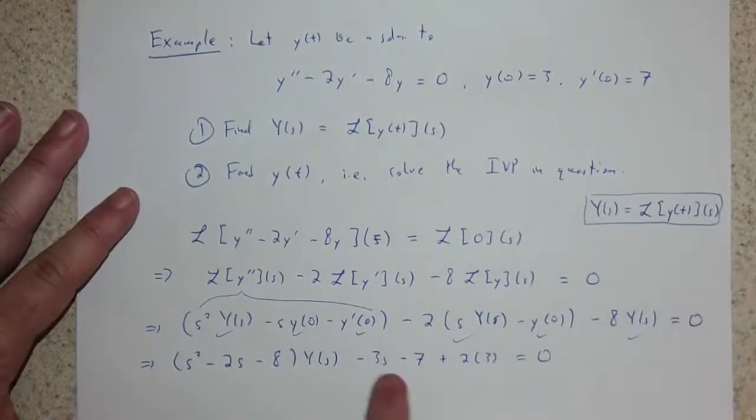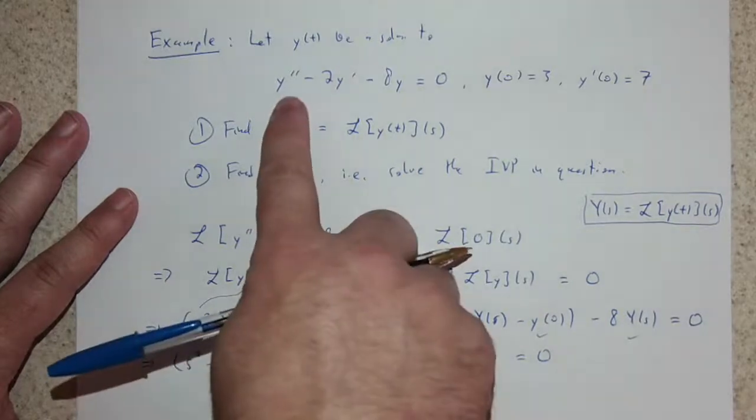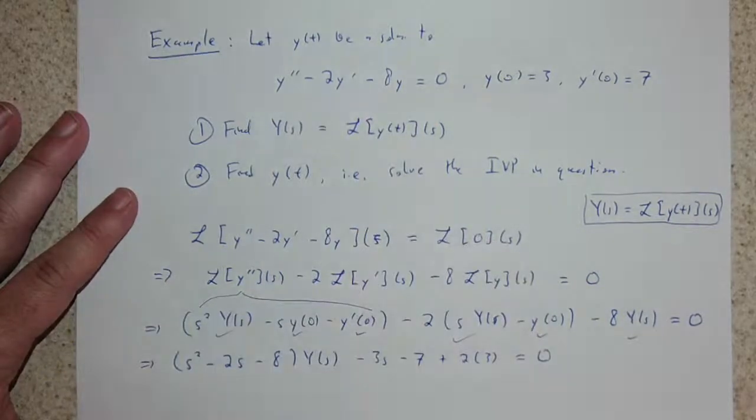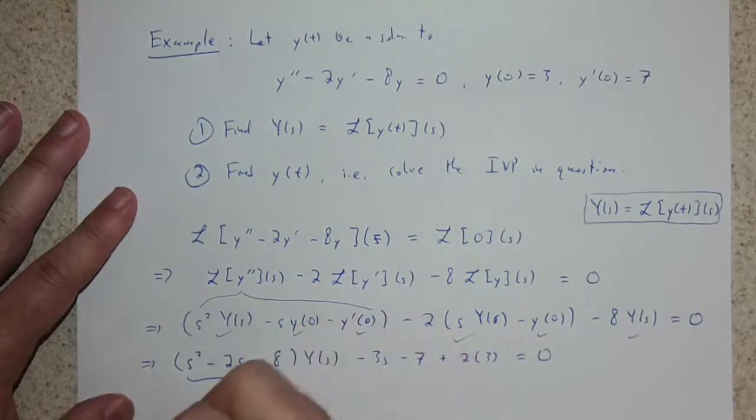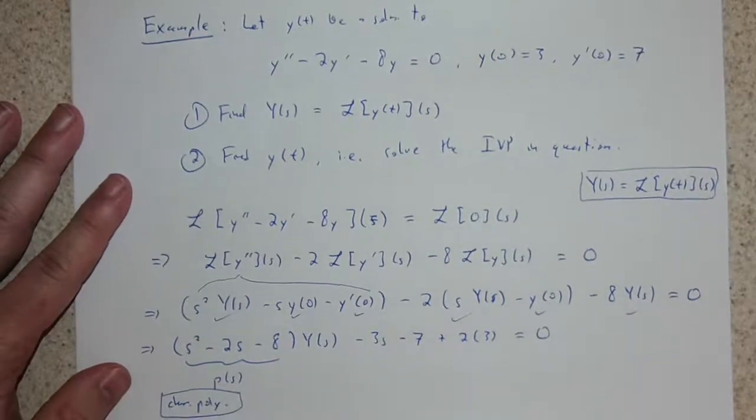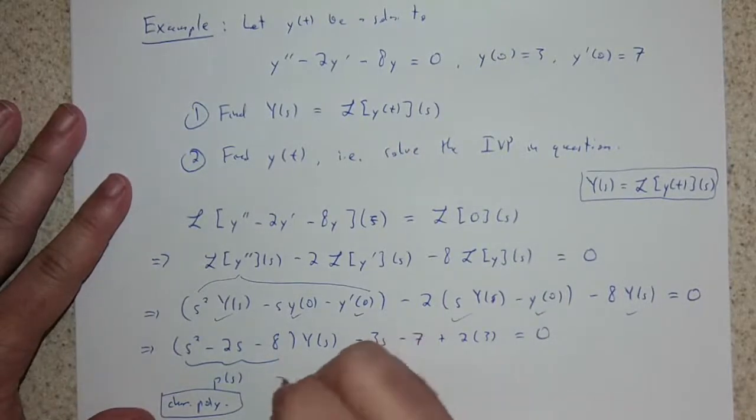All right. What do you notice about this? s squared minus 2s minus 8. What is that? It's the characteristic polynomial, just with s replaced instead of z. So actually, this is the characteristic polynomial. This always works out this way. That's the characteristic polynomial.